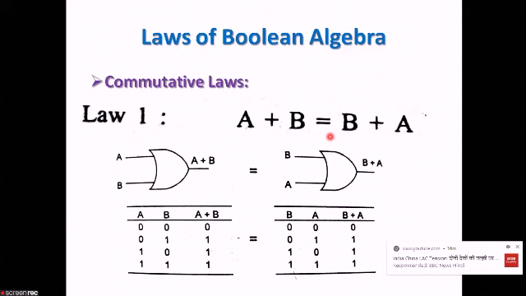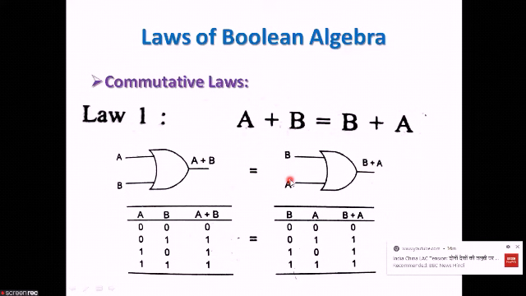Now we will prove this law by the truth table illustration. This is A plus B. The first input is A, the second input is B, and this is the OR gate, so the output is A plus B. This is equal to this one, where B is the first input, the second input is A, and the output is B plus A. We have to prove this too.